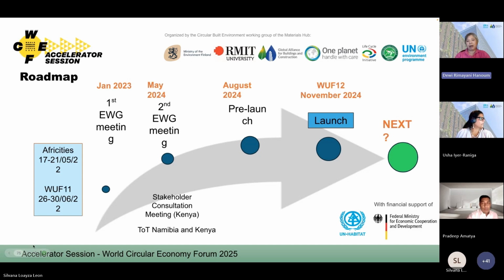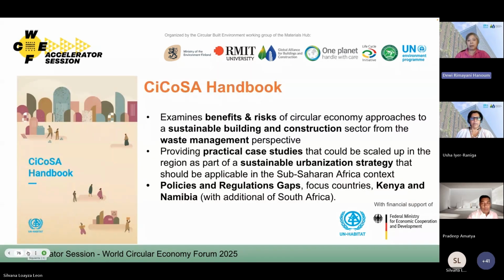Next, we have already had some discussions about the stakeholders and countries. We will discuss maybe further on that if I have time. And then we go to the products of the SICOSA Action Toolkit, the first one being the handbook. This handbook examines the benefits and risks of a circular economy approach to sustainable building and construction sectors from the waste management perspective. So we are focusing on waste management, on the circularity of the construction and housing sectors. So we have three waste lines: agriculture, construction and demolition waste, and also municipal waste.